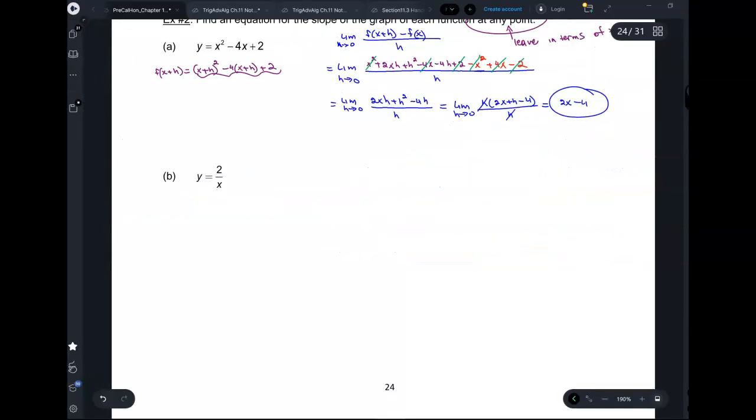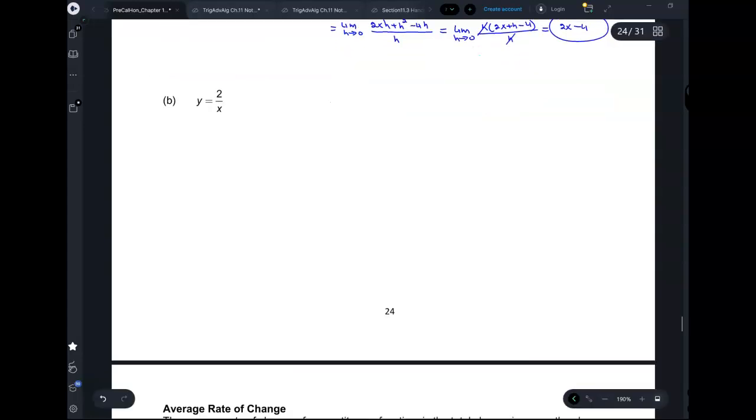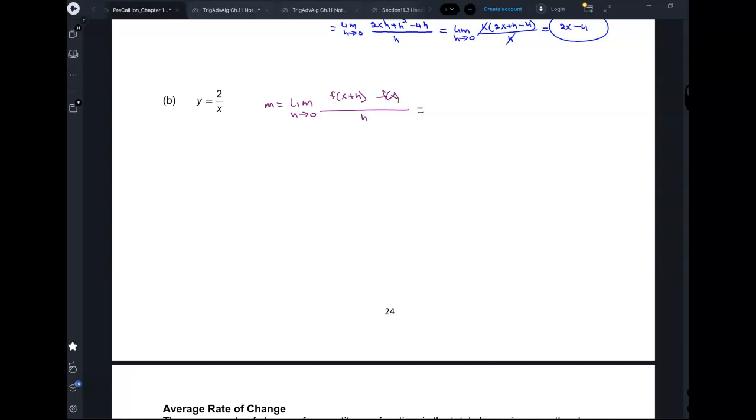Okay, now this one. So we're going to have some squares. We're going to have some rational functions. We're going to have some roots. Okay, so let's take a look at this one. M is the limit as h approaches 0 of f of x plus h minus f of x all over h. So this will equal limit as h approaches 0. f of x plus h is just 2 over x plus h minus f of x all over h.